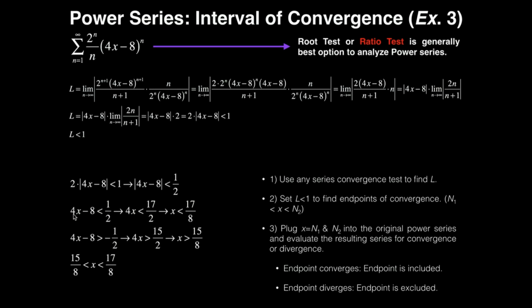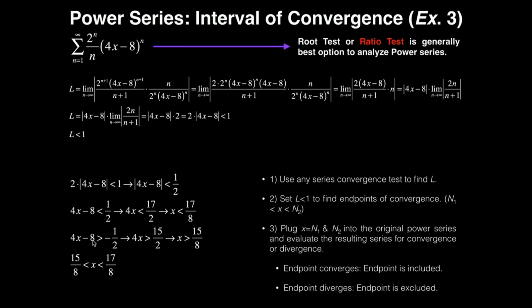All right, so 4x minus 8 is less than 1/2. Let's add 8 to the other side, which is the same as 16/2. So 16/2 plus 1/2, that means 4x is less than 17/2. And if I divide through both sides by 4, I have x being less than 17 over 8. All right, that's my first endpoint, or at least one of them. Let's look at the second case.